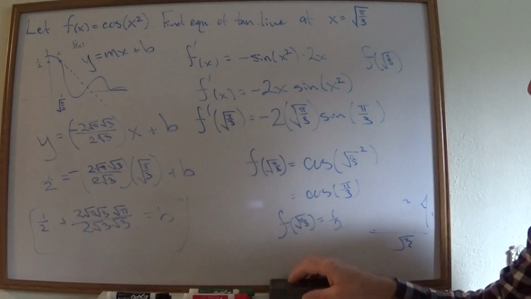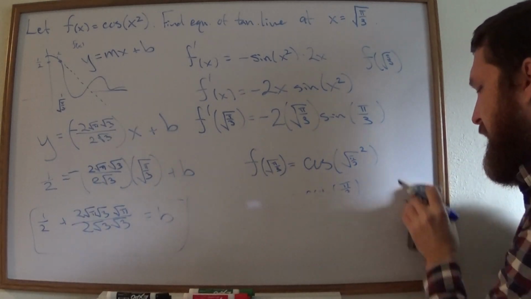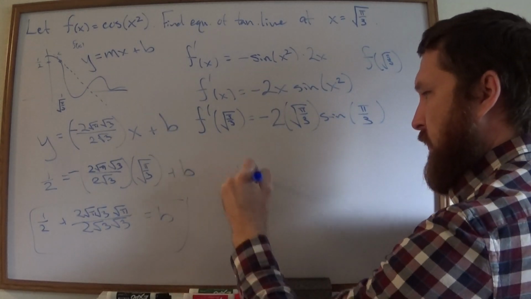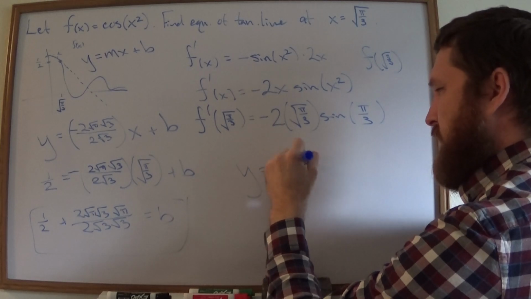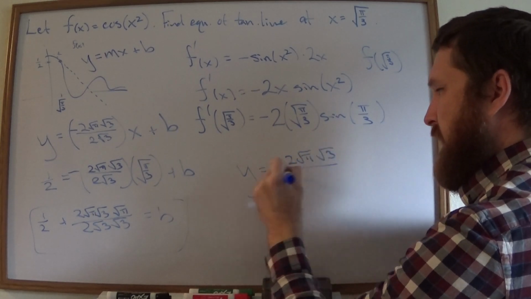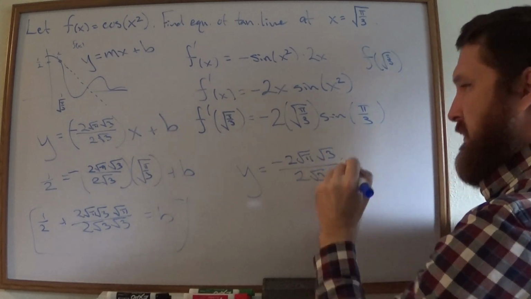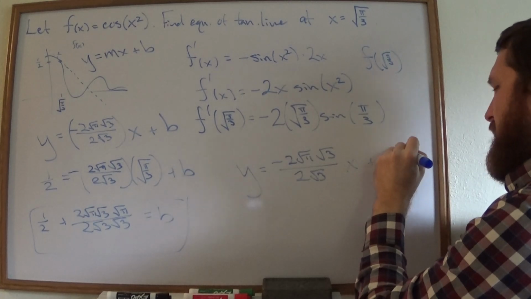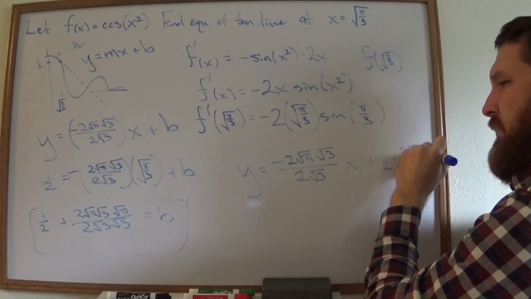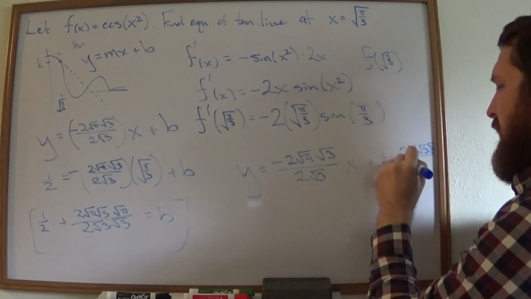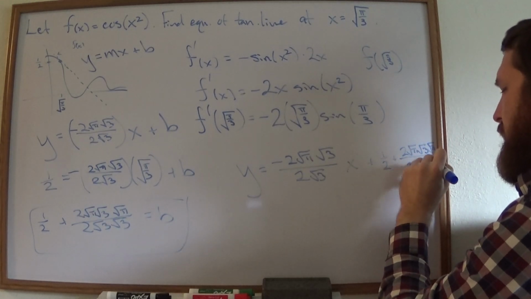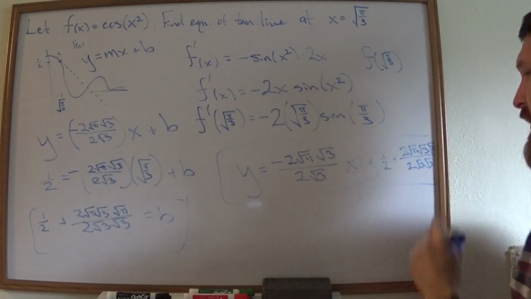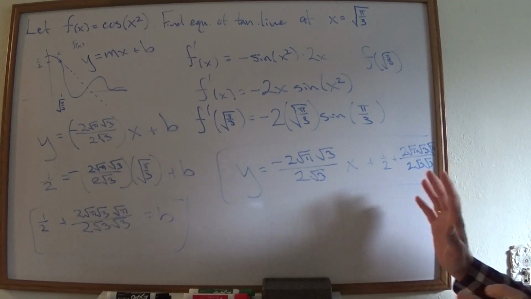And so my final answer, if I were just being lazy and not computing anything, I would say y equals -2 root pi root 3 over 2 root 3 x plus this big ugly thing, 1/2 plus 2 root pi root 3 root pi all over 2 root 3. So this is your answer, and you're perfectly good to go, although that's probably even more work than just simplifying it at first.